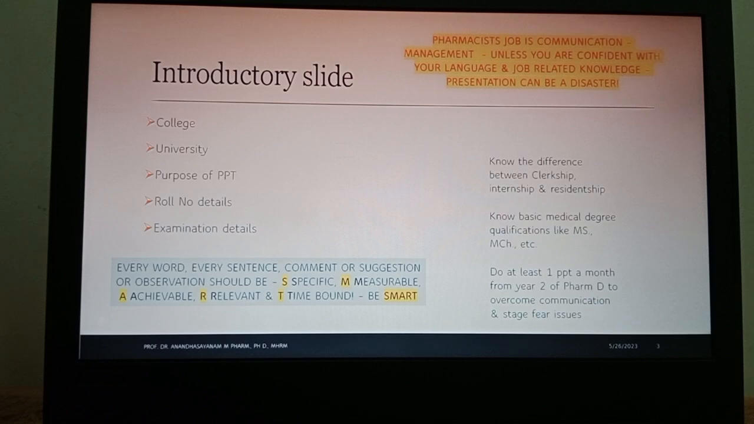Right? So, every word, every sentence in the presentation should follow the SMART principle: S for specific, M measurable, A achievable, R relevant, T time-bound. So your presentation should be smart. When we say you are smart, it means that you should be specific, measurable, achievable, relevant, and time-bound.